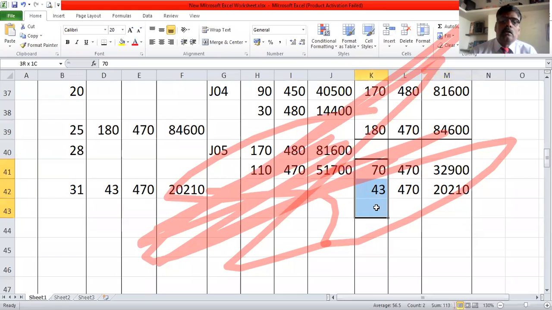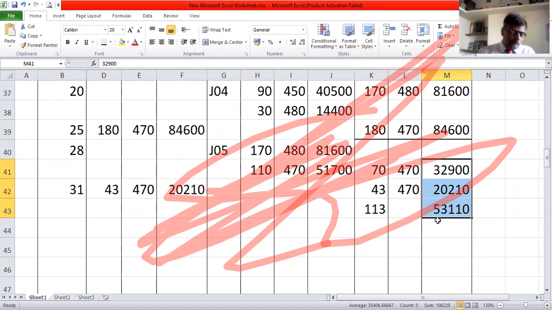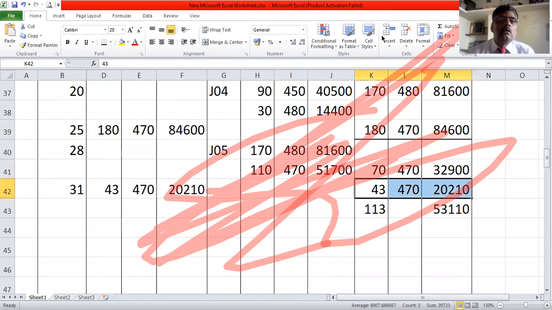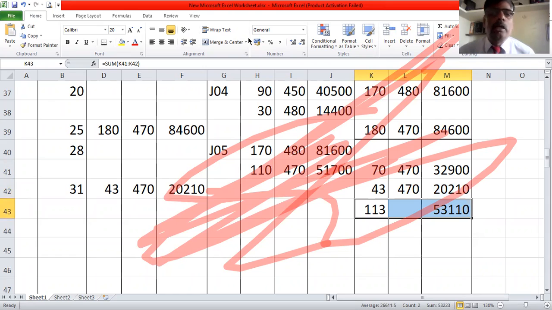And take the total of the quantity. Quantity is 113. Amount is 53,110. Okay, in this way you have to close the account. This is enough for today. Tomorrow I will take LIFO method. I solved 5 to 6 problems on FIFO. Now I will take LIFO method from tomorrow onwards.